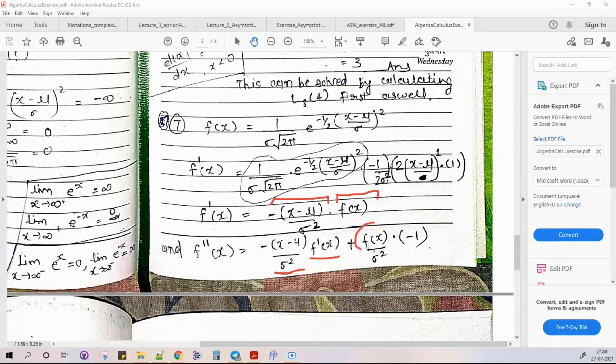So f of x as it is, and if I take the differentiation of x minus mu by sigma square, so 1 by sigma square is constant. x minus mu, if I take the differentiation, it would be 1 minus 0. So 1 multiplied by this minus, so it will be minus 1. So this is f double dash x, correct? Let me remove everything and let's go further.